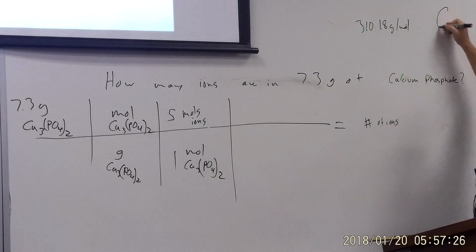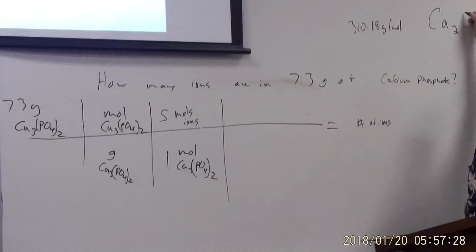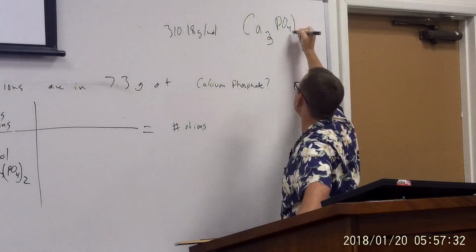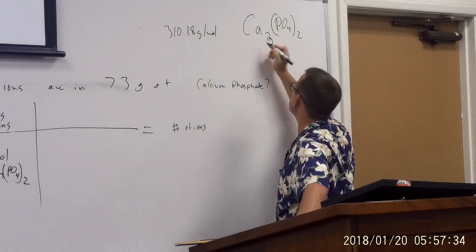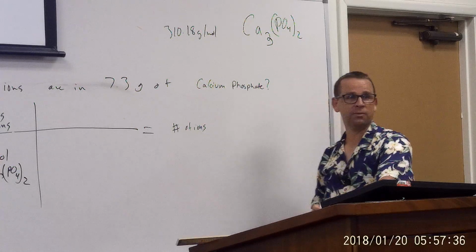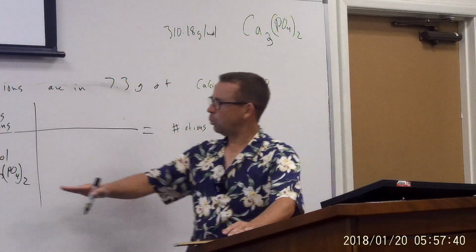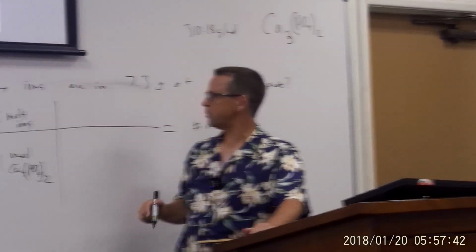Let me write that out clearly. Ca3(PO4)2. So you can see we have 3 calcium ions and 2 phosphate ions. That's 5 moles, right, of ions. Okay, very good. So 1 mole of calcium phosphate, 5 moles of ions.